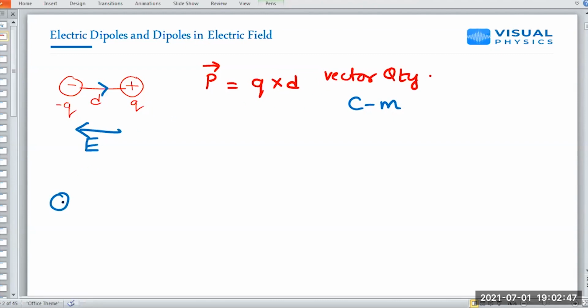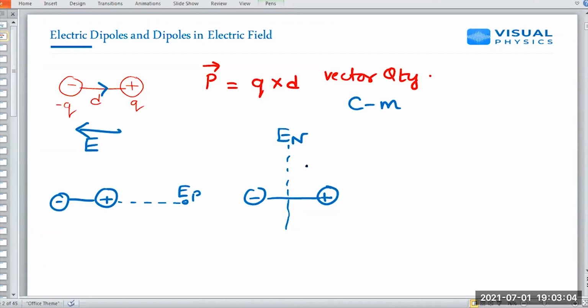Due to dipole, I may have to find electric field at its axis, that is axial point. Due to dipole, I may have to find electric field at its equatorial point, or due to a dipole, I may have to find an electric field at any general point of distance r making angle theta with its center.